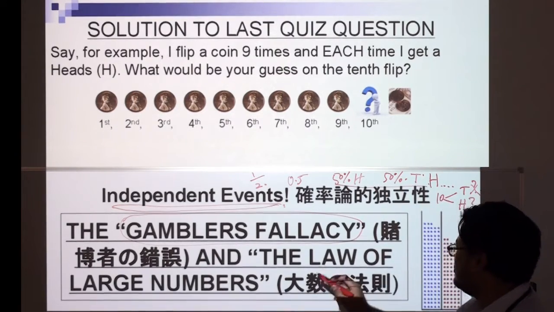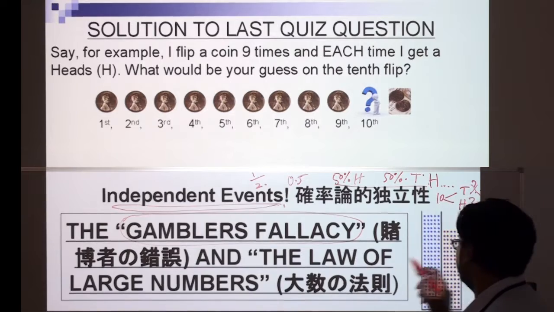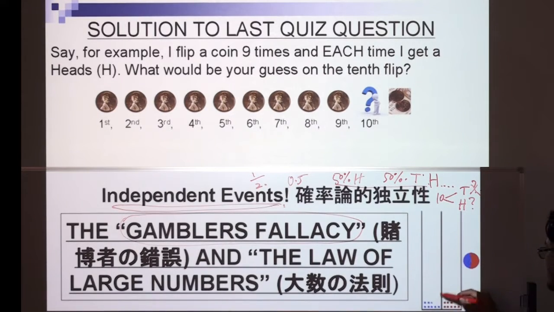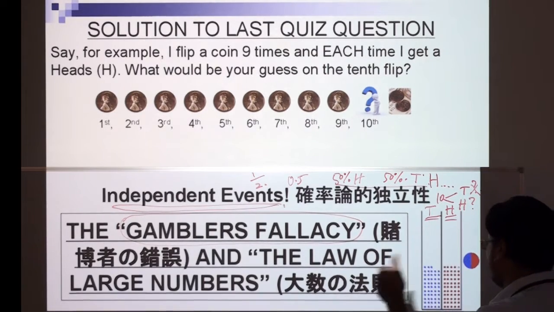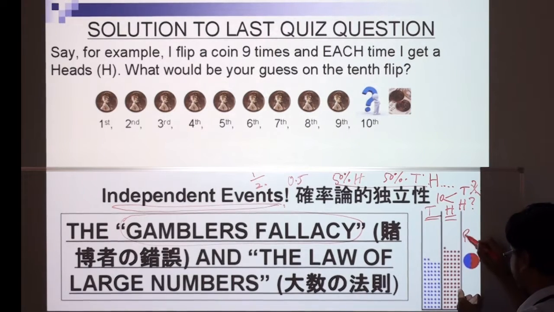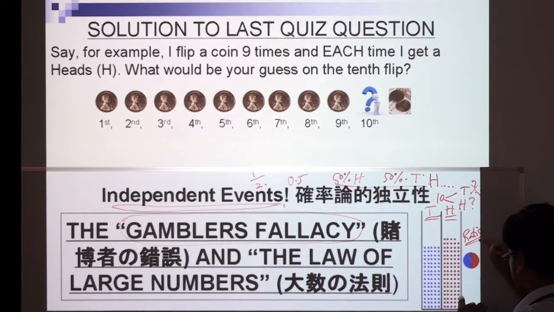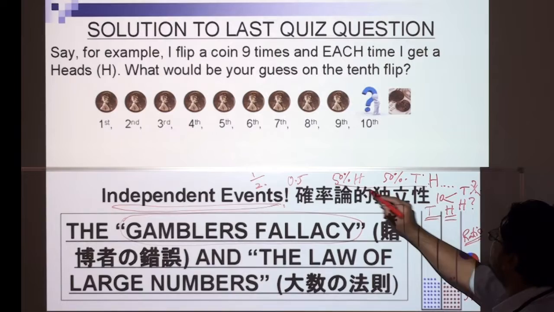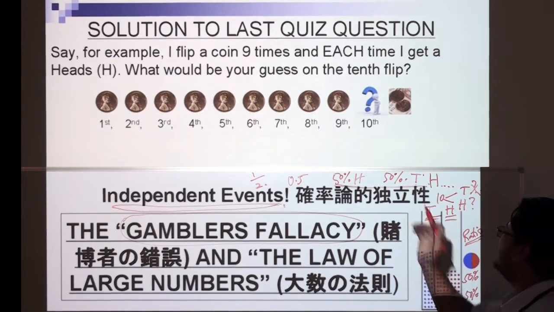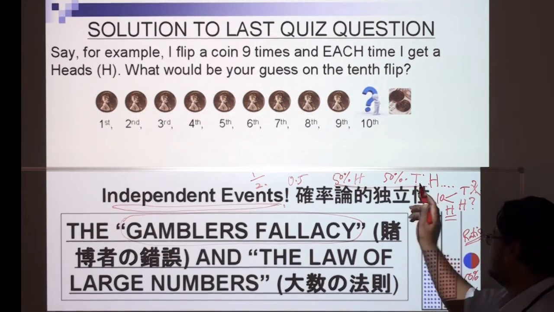In relation to this, there's also something called the law of large numbers, right here. What this shows is that if you toss a coin for a very long time, eventually the ratio will find its way, it'll become closer to 50% and 50%. You see that graph there? Okay, that's the law of large numbers. So the answer: 50% heads, and also a 50% chance to be tails.